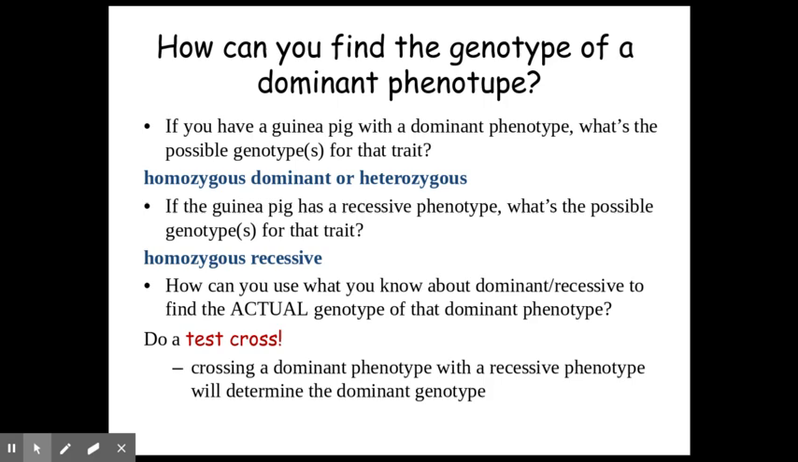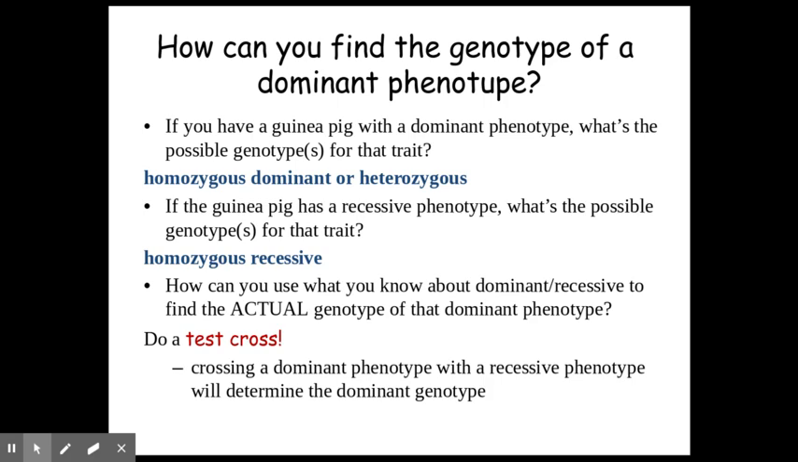You can have two. You can have homozygous dominant, which means you would have both capital letters, or you can have heterozygous dominant, which means you would have one big letter and one little letter. So if the guinea pig has a recessive phenotype, what's the possibilities? Homozygous recessive, or two little letters.